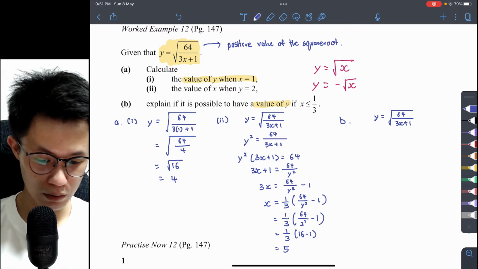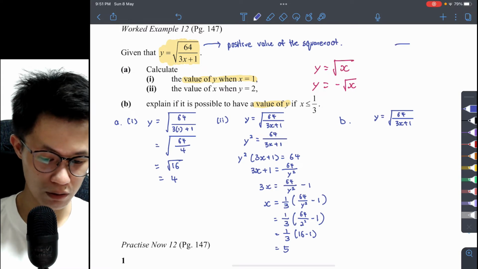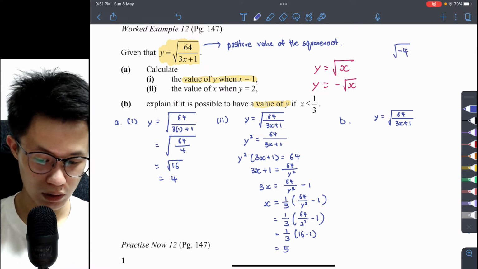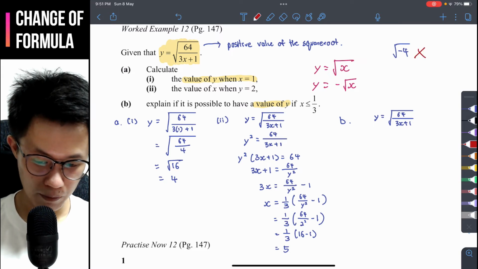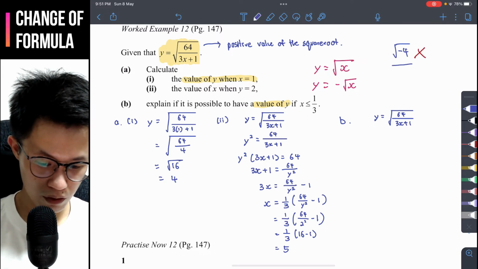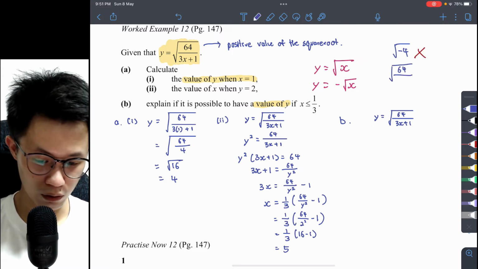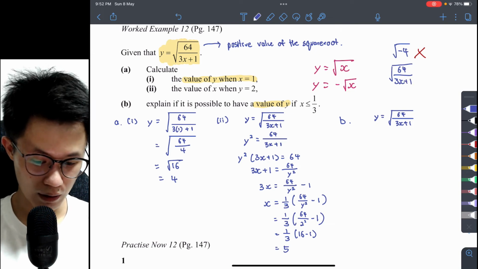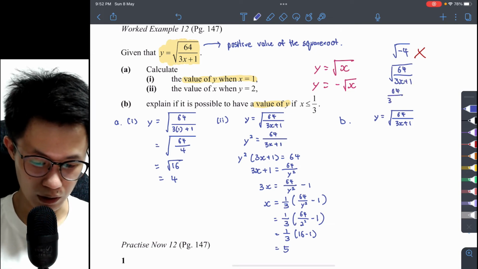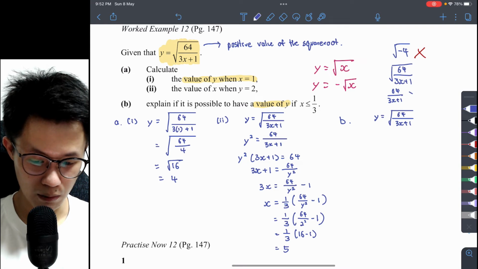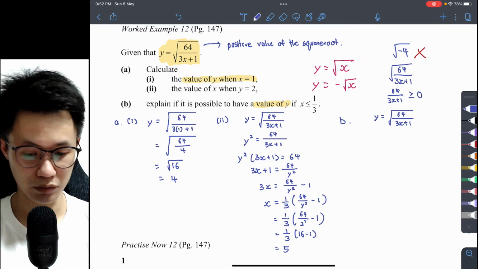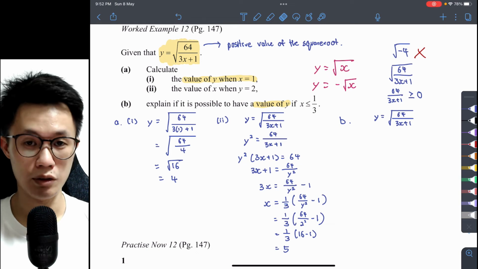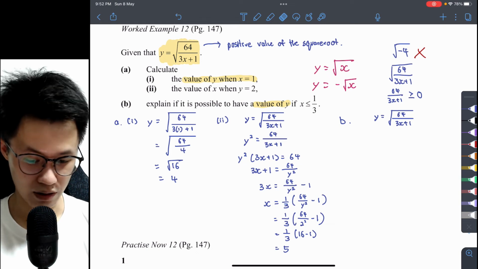What do I mean by that? Can you possibly square root a negative answer? You cannot, right? This is not possible. Okay, so if you want to square root 64 over 3x plus 1, this actually means that 64 over 3x plus 1 must be more than or equal to 0. Okay, I say again, you cannot square root a negative, you only can square root a positive answer.